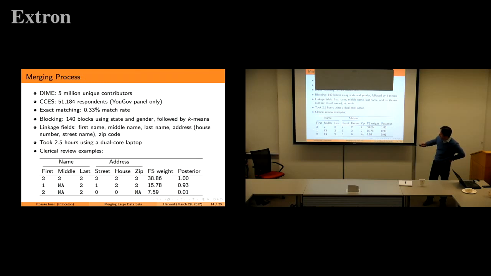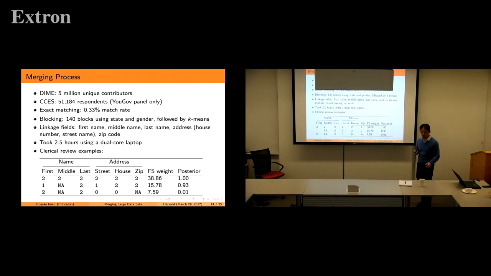And in this one, NA is missing. The middle name is missing, the first name is similar, and the street name is similar. House number is the same, zip code is the same, last name is the same, and that gives a 93% probability of matching. The last one has the first name and last name the same, but the street name is different, house number is different, zip code is missing, and middle name is missing. That gives you a 1% probability of a match.